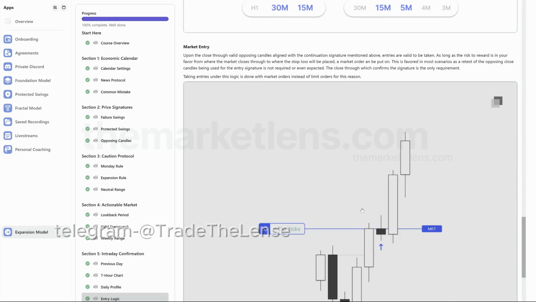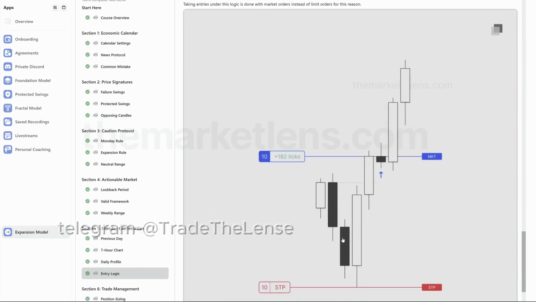And then for entries, this is something I should have defined in the previous course, but I always use market entries. So when you are using closes through opposing candles, because that's the basis of what an entry will entail, close through, I don't need to use a limit order and wait for a retest.